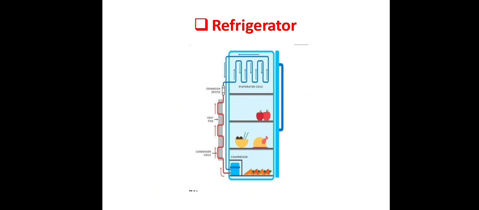Generally, hermetically sealed compressors are used for the refrigerator. In the hermetically sealed compressor, the motor is enclosed to avoid leakage. The motor and the compressor are built in together to avoid leakage of the refrigerant. Some of the refrigerants are costly, and some are toxic in nature. That's why hermetically sealed compressors are used for the refrigerator.